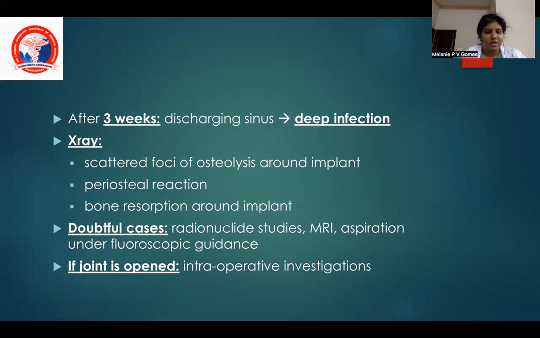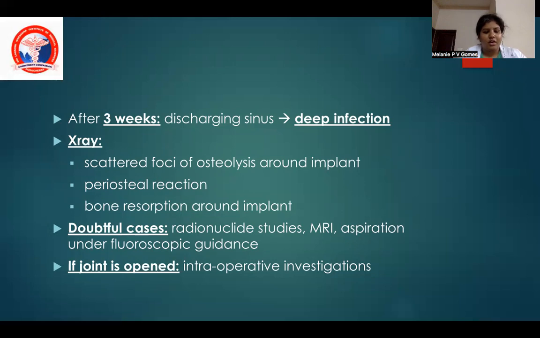We take an X-ray in case of suspected post-surgical osteomyelitis. There will be scattered foci of osteolysis and osteoporosis around the implant, and later periosteal reaction and bone resorption around the implant. Sometimes there may be skin necrosis due to tension during closure of the wound. This may lead to implant exposure, especially in a plate fixation.